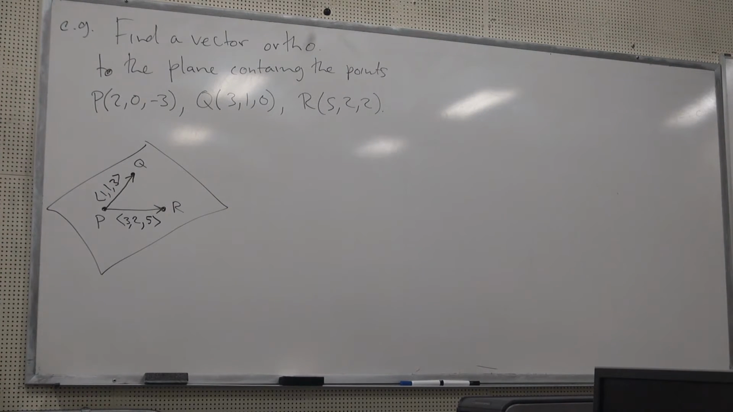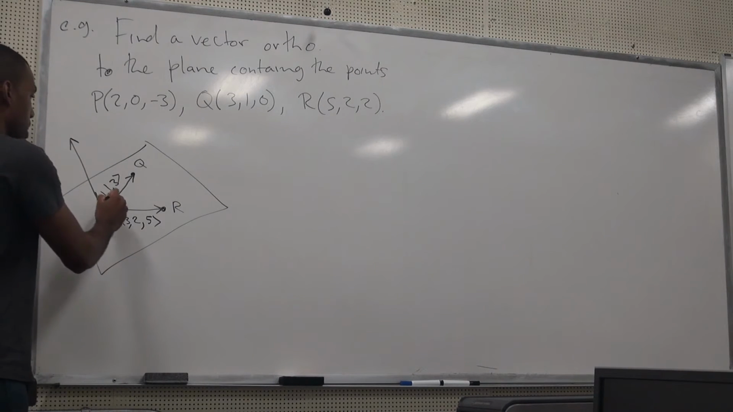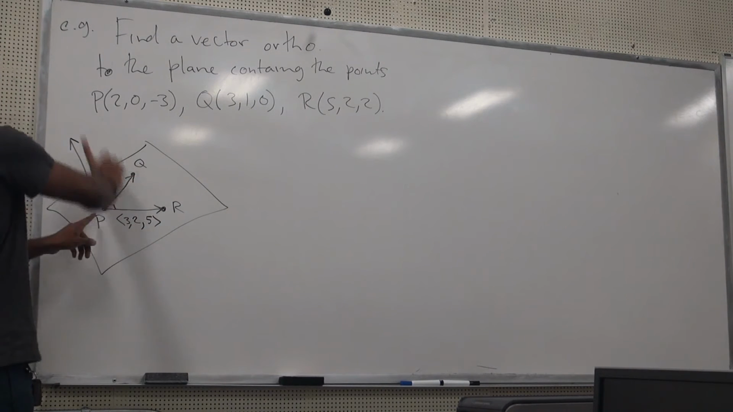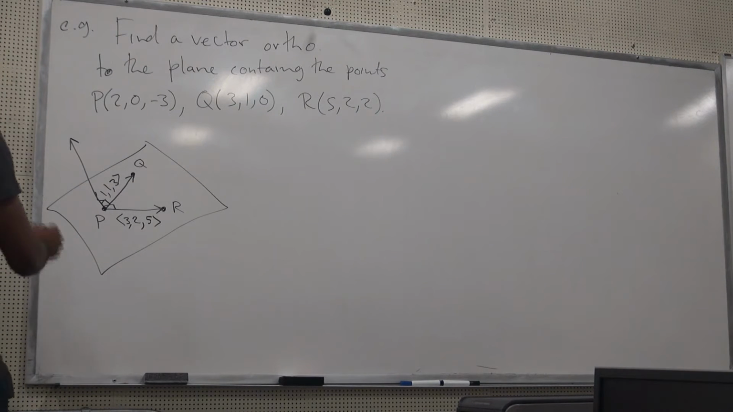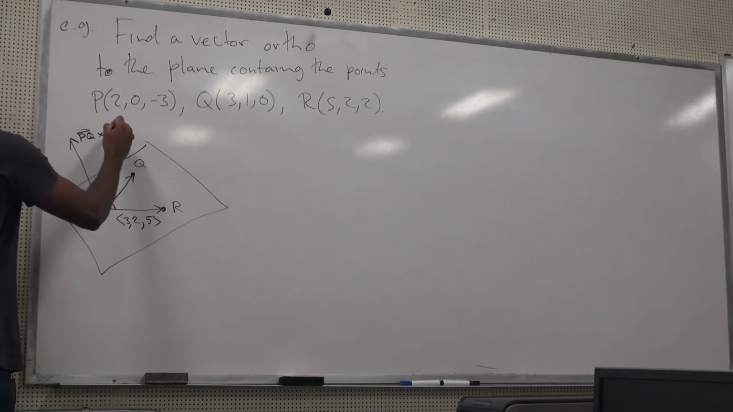Right? So now I want a vector that's orthogonal to the plane. How do you think I'd find that? Cross product. Cross product those 2 vectors. That will give you a vector that's perpendicular to both at the same time. Since these guys are parallel to the plane because they're in the plane, something perpendicular to them will be perpendicular to the plane. So I can do PQ cross PR.